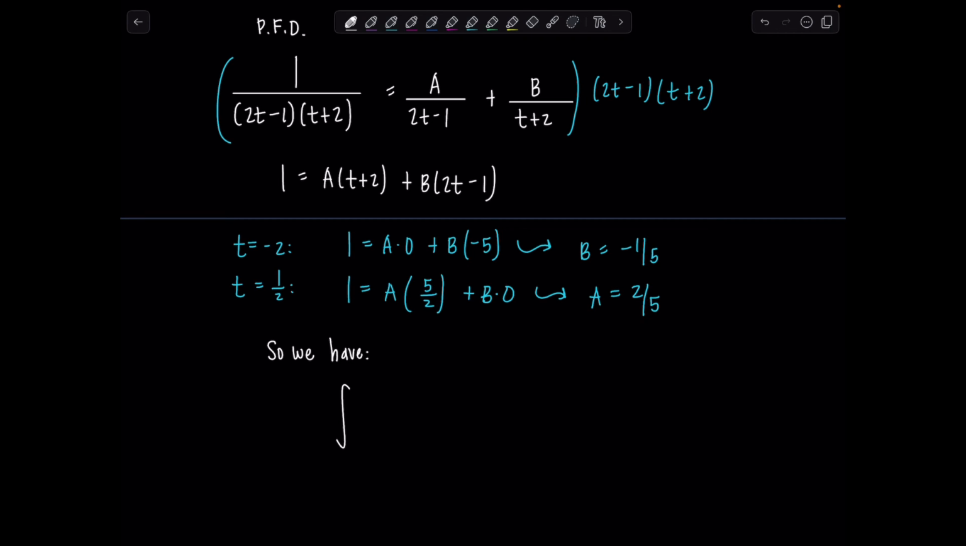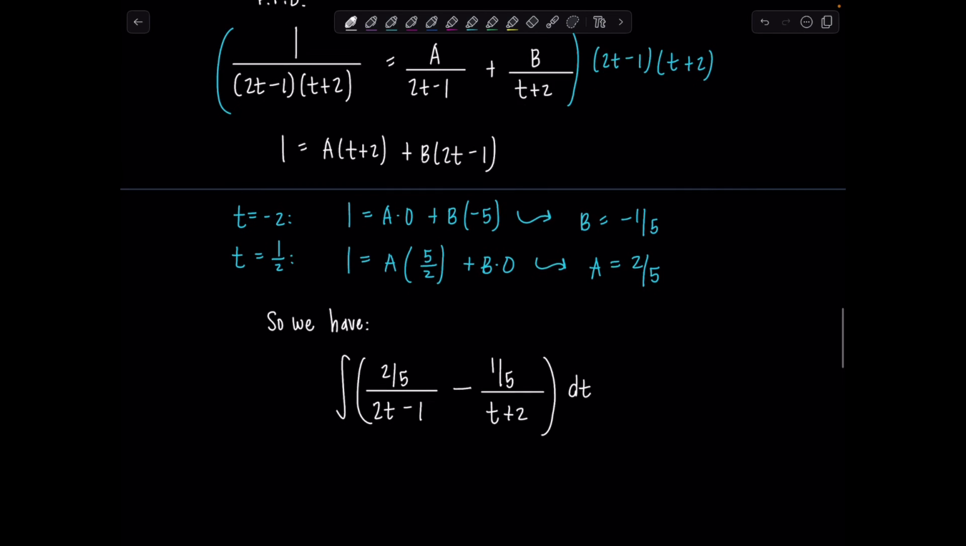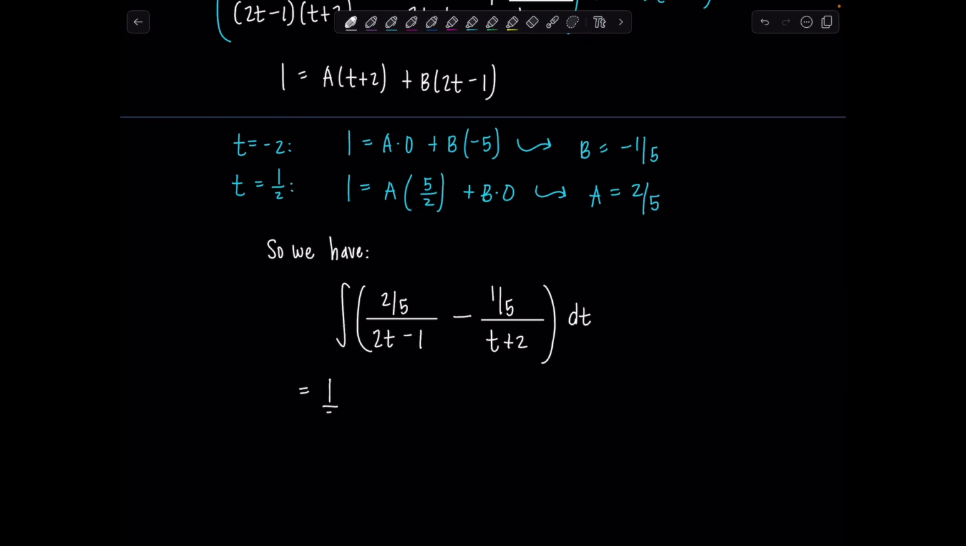So we'll have the integral of 2/5 over 2t minus 1. And then b was negative, so you know what I'm going to write? Minus 1/5. Are you all okay with that? dt. Yes? Let me take the 1/5 out. 1/5 times 2 over 2t minus 1 minus 1 over t plus 2. Oh, I like that so much more, don't you? Good.